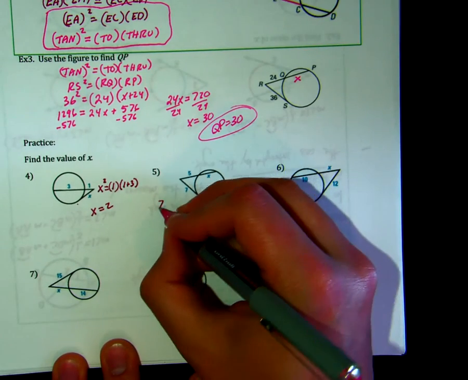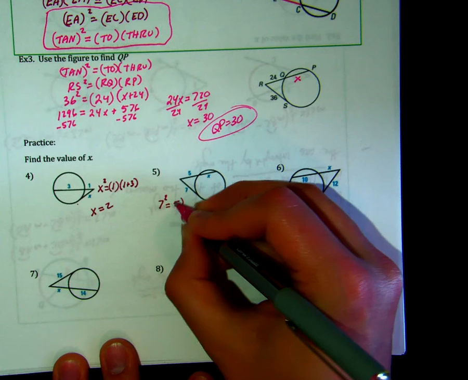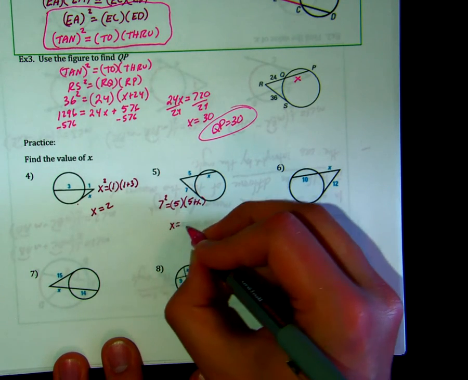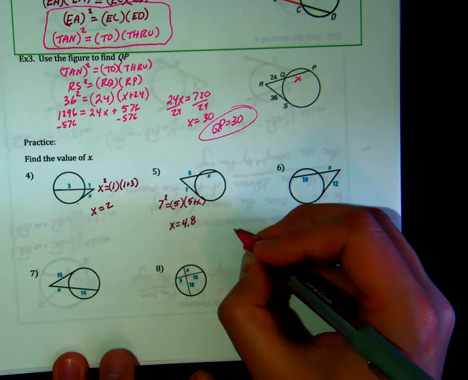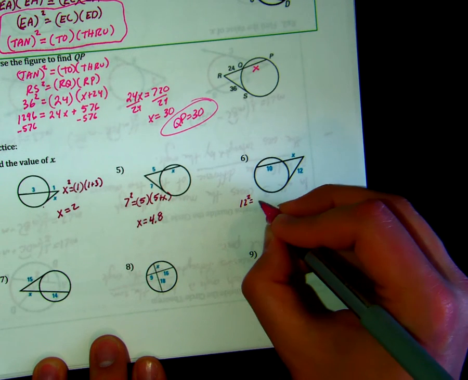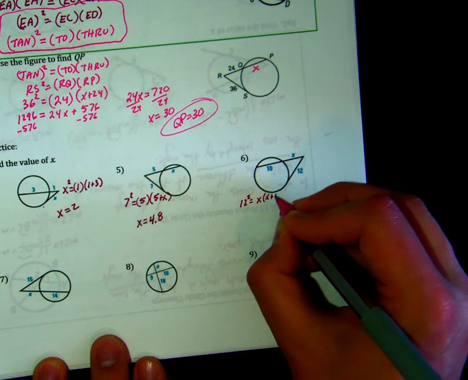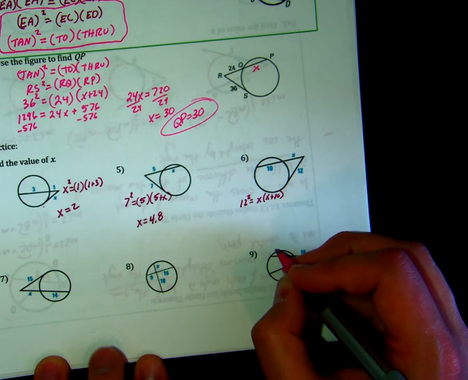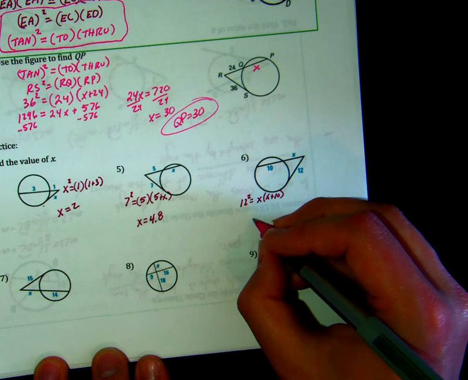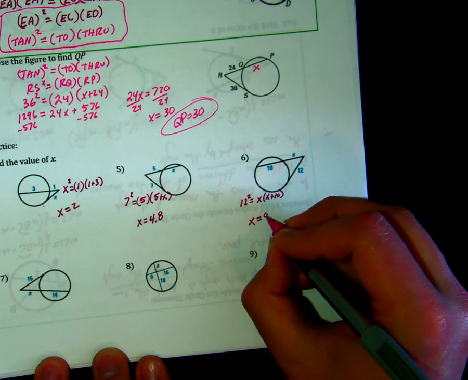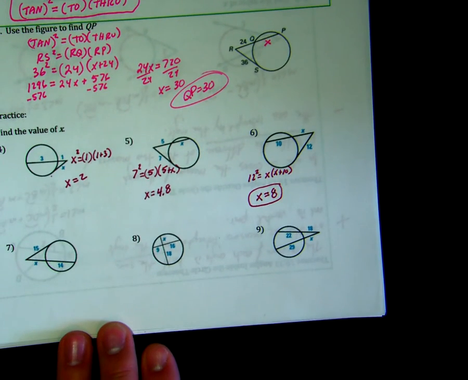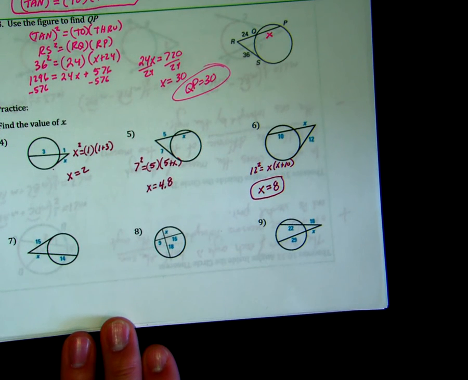Here, tangent squared is equal to the circle times through the circle. This ends up giving you 24/5 or 4.8. This one, tangent squared is equal to the circle times through the circle. This gives you a factorable quadratic where a equals 1, so it's pretty easy to factor. So you get x equals 8, which is the only correct answer. The other extraneous solution is that x equals negative 18. So that one does not work.